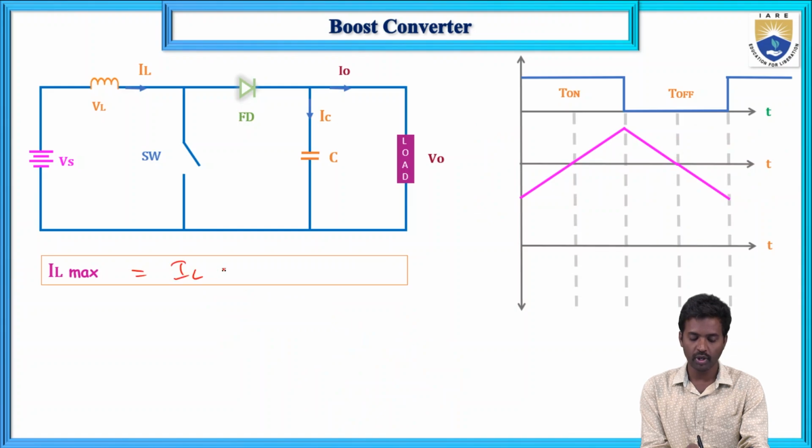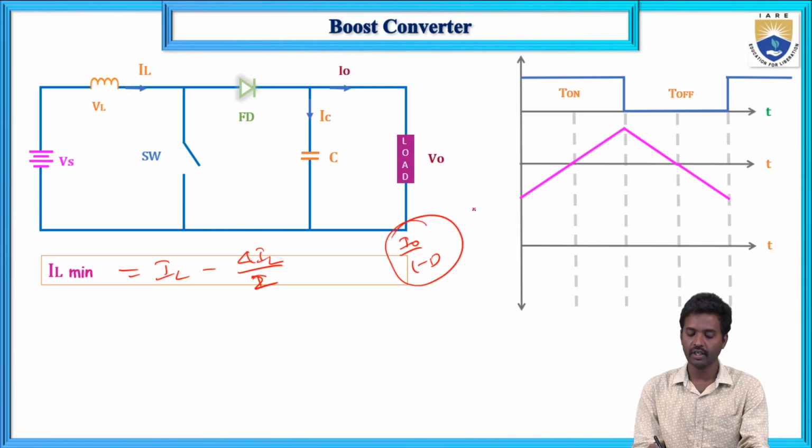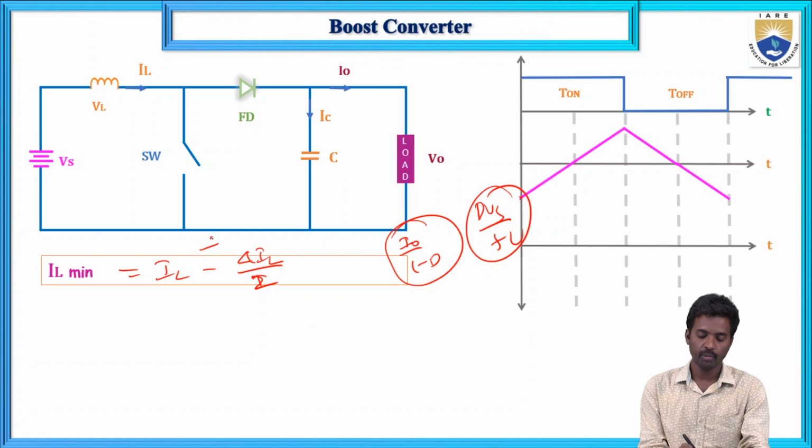IL maximum equals IL plus del IL by 2. Just substitute in this, and you will get the IL maximum value. And next, IL minimum value equals the IL value we calculated minus del IL divided by 2. So IL equals I naught by (1 minus D), already we calculated, and del IL means D into Vs by F into L. Substitute in this and you will get IL maximum and IL minimum: plus for maximum and minus for minimum.